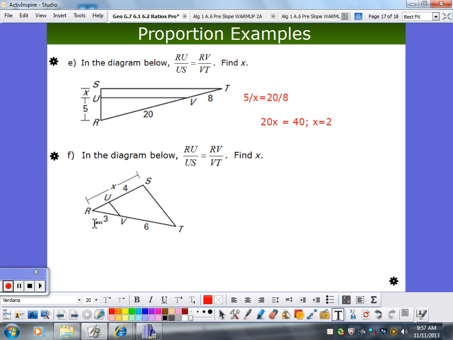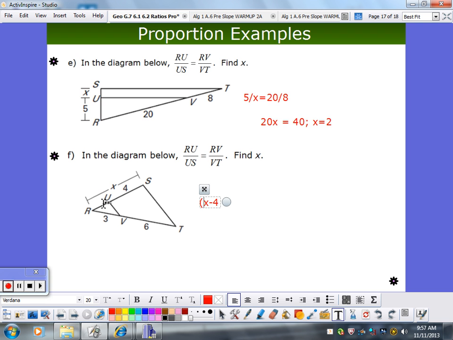In this diagram, let's see, what are we doing here? RU is to US. Ooh, what's RU? They're not explicitly giving me RU. I'm getting RS, and I have SU. So what's this little piece? Think about the segment addition postulate. What's this little piece going to be here? If this plus this equals x, what is this little piece in terms of x? X minus 4. So now I've got x minus 4.